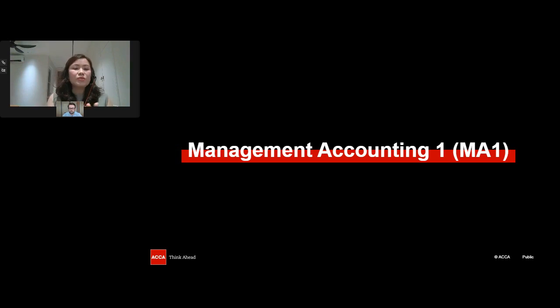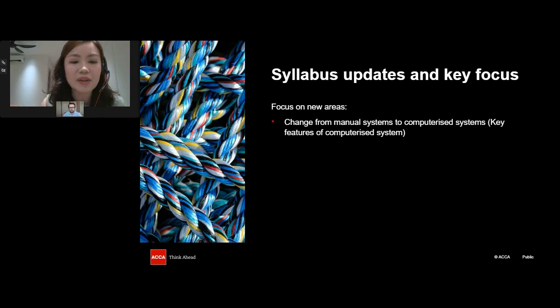Okay, so let's move on now to the management accounting. So we have these MA1, 2, as well as the FMA or the MA. All right, so for MA1, the syllabus updates and the key focus, like what Mr. Matthew has mentioned earlier in the session, is the change from the manual systems to the computerized systems. So we have to look into especially the key features of the computerized system. Later we also get to see another question covering this part, and it's mainly to do with knowing the key features of the computerized system, and how these would help in producing the report in the organization, and particularly in the MA shortly.